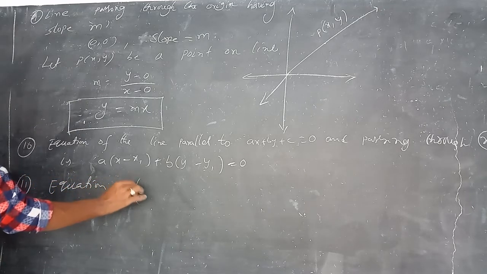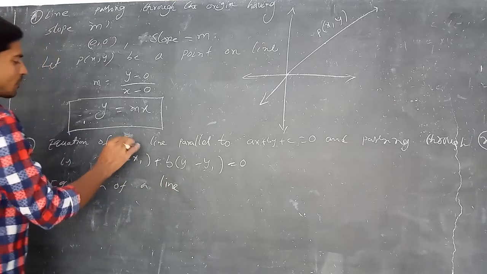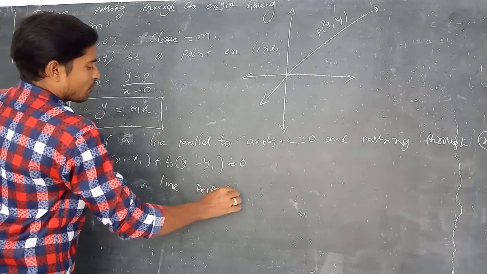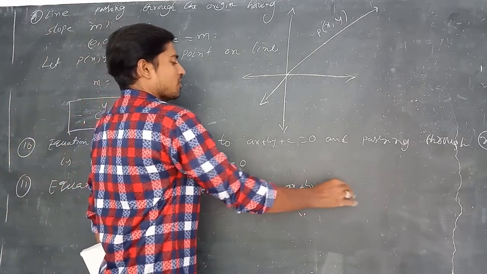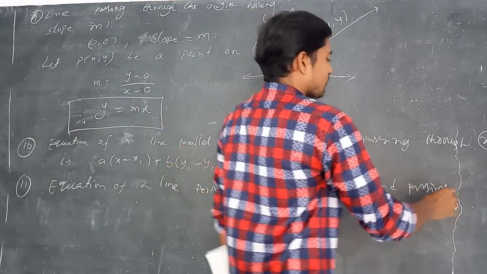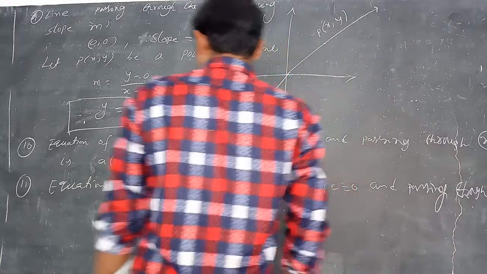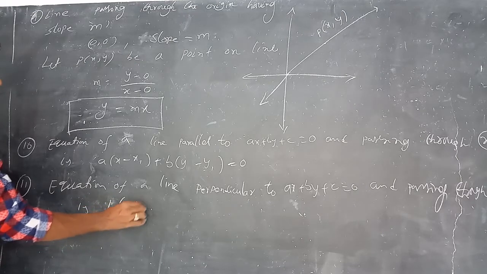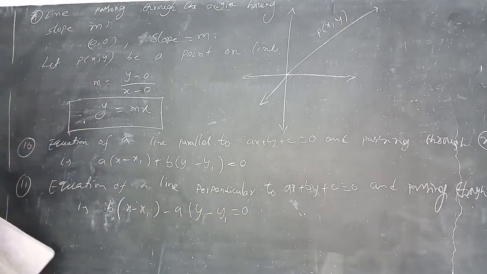And the 11th one: equation of a line perpendicular to ax plus by plus c equal to 0 and passing through x1 comma y1 is b into x minus x1 minus a into y minus y1 equal to 0. Right?